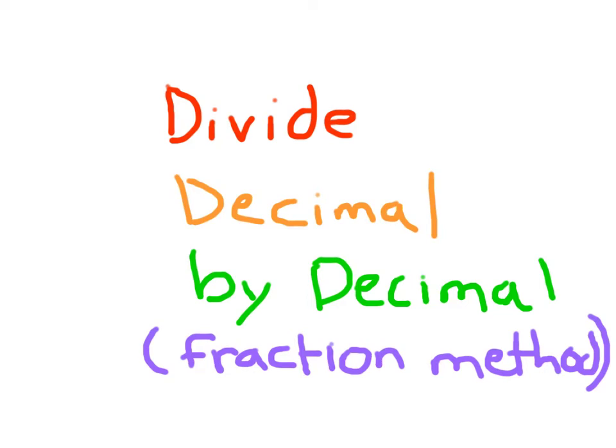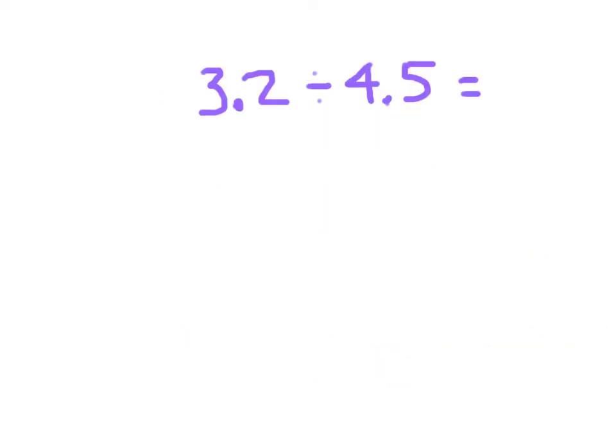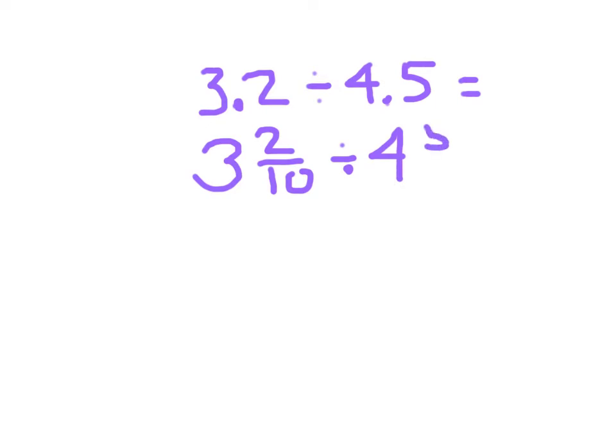Here we're going to learn how to divide decimals by decimals using a fraction approach. Here we have the decimal numbers 3 and 2/10 divided by 4 and 5/10. The first thing that we'll go ahead and do using the fractions approach is to write these as mixed numbers. After we write them as mixed numbers, we will take those mixed numbers and turn them into improper fractions.